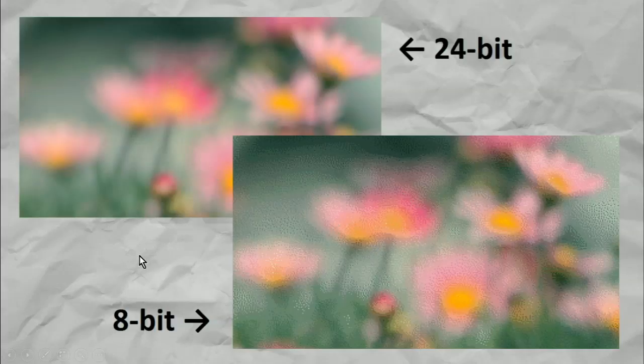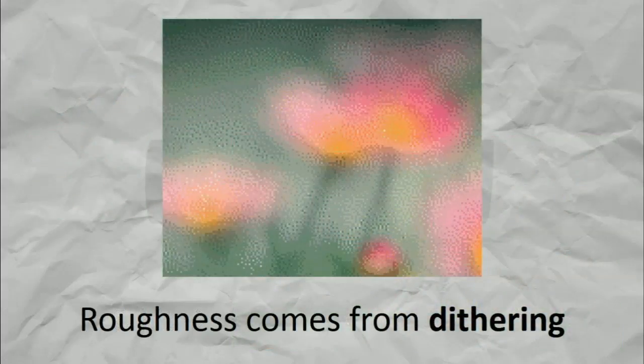Now, I have to tell you something very important at this point, and that is, this graininess here is not a result of the 8-bit representation, at least not a direct result. In fact, this is the result of a process known as dithering. Dithering is meant to actually help us make the image feel like it has more than just our 255 colors.